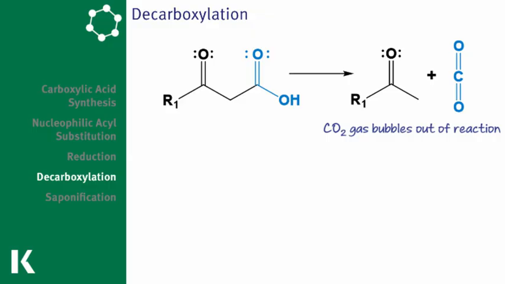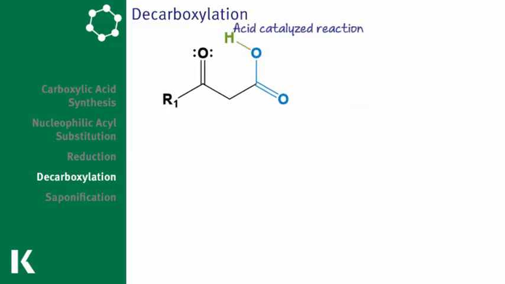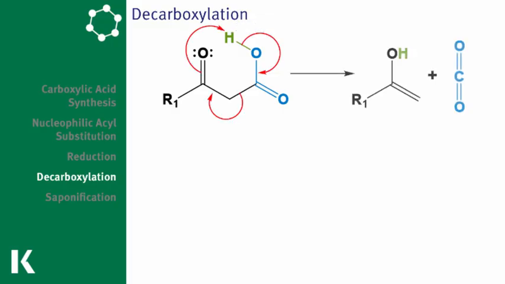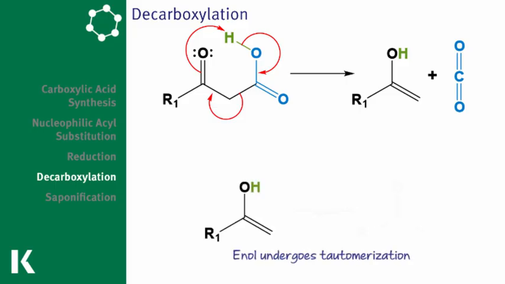When decarboxylation occurs in the presence of acid, the hydrogen from the hydroxyl group within the carboxylic acid is abstracted by the other carbonyl oxygen, thus pushing several electrons and freeing carbon dioxide. As we said, it bubbles out of the reaction, and the other product undergoes tautomerization to reform the carbonyl.